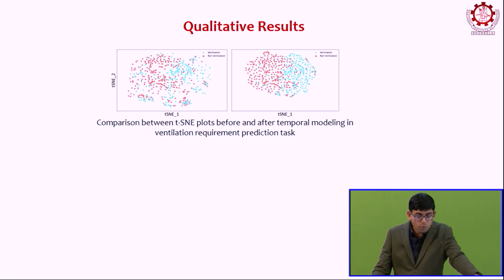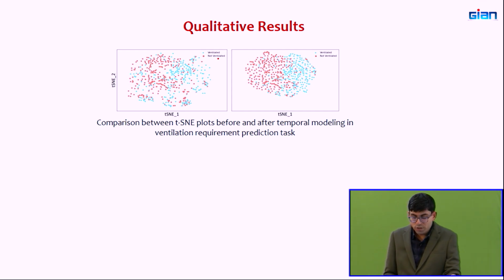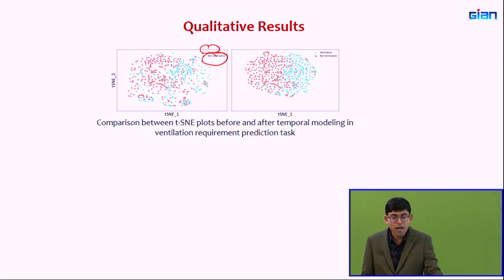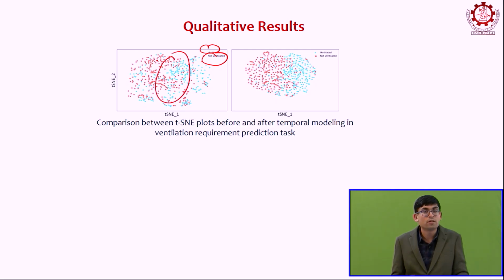Now, quantitatively what we found here was even more interesting. On the left, what you see here is a TSNE plot. It is a reduced dimensionality representation of the features of patients who got mechanical ventilation and patients who did not get mechanical ventilation, and we see that even though there is some separation, you do see a lot of mix up between the red dots and the blue dots.